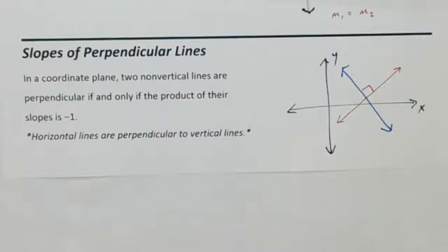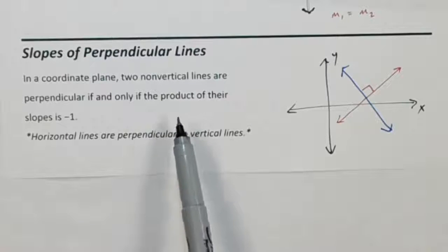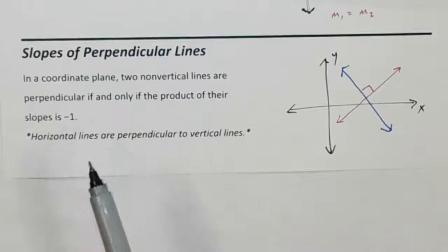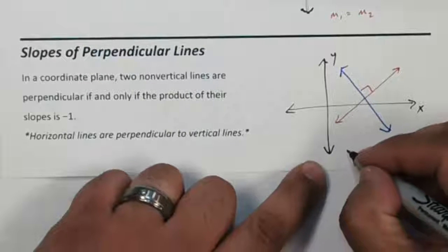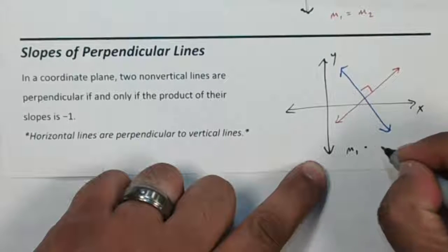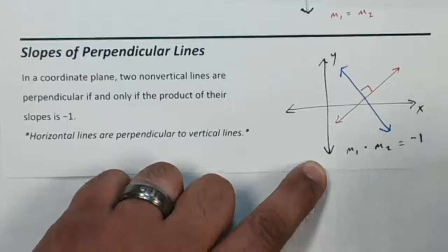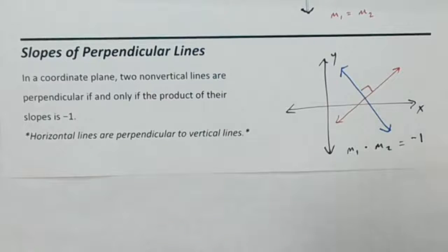Next is perpendicular lines. The slopes of two perpendicular lines are what we call opposite reciprocals. Or, to be technically correct, we look at it as the product of their slopes being -1. So if I take the slope of the first line and multiply that with the slope of the second line, the product should be -1.